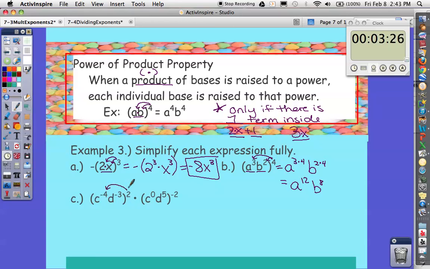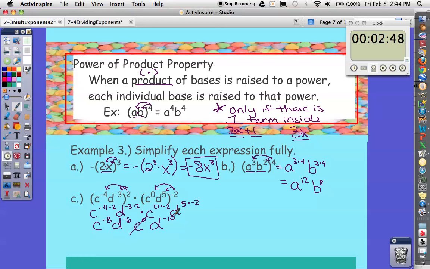So we're going to apply the exponent, and we would have c to the negative 4 times 2, d to the negative 3 times 2. There's still this times another term. We would have c, again, give that exponent to each of the inside bases, 0 times negative 2, d 5 times negative 2. Whew. Let's do some of that multiplication. C to the negative 8th, d to the negative 6th, c to the 0. Do I need that? No. If you took it out already, hey, way to go. That's great. And then d to the negative 10th.